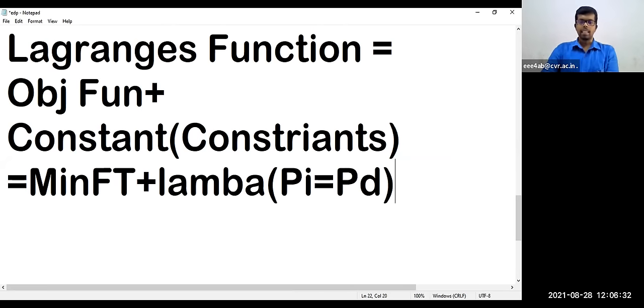That is the power balance constraint. Power balance constraint, or PI minus PD is equal to 0. That also you can take. That formulation we are now going to see. So this is the Lagrange's function.